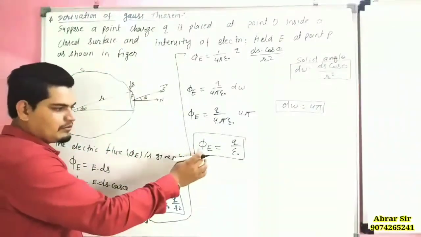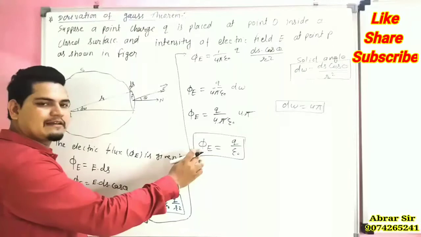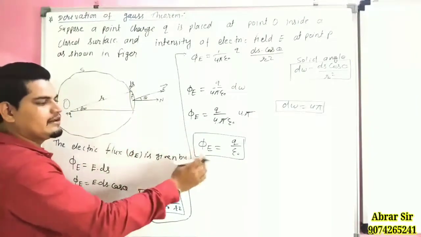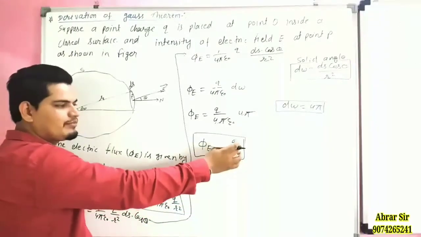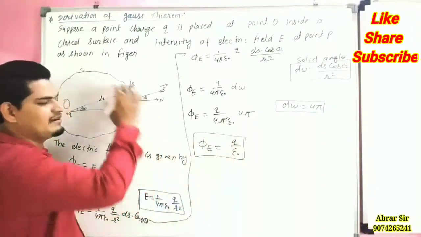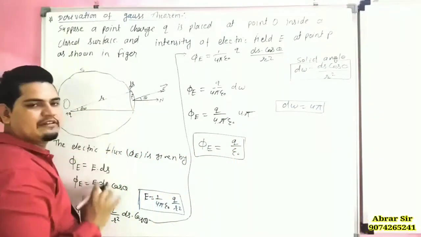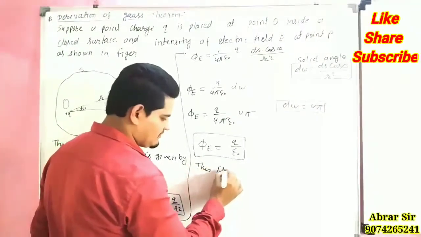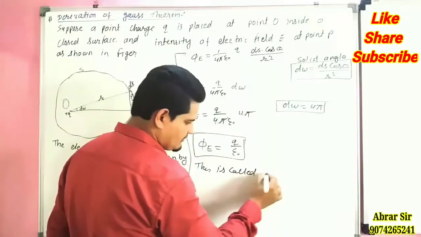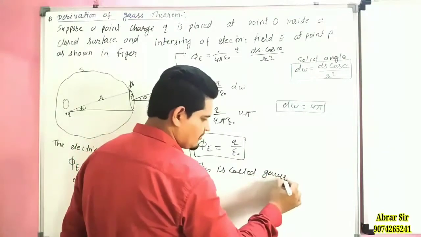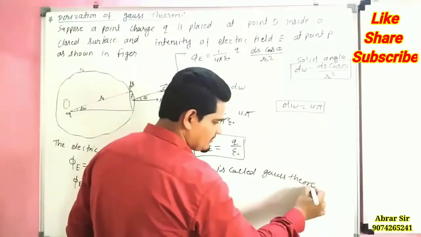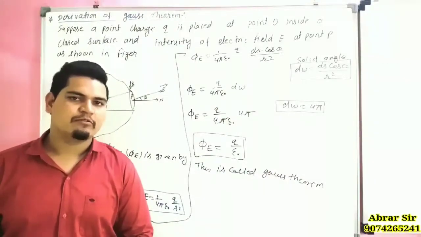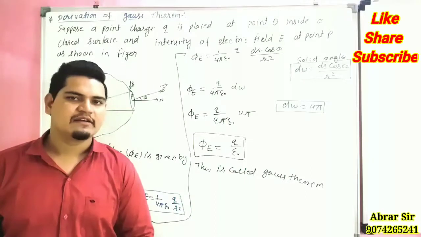Net flux passing through any closed surface is 1 upon epsilon times the total net charge present inside the surface. This is called Gauss theorem. Here the first chapter of the first unit is completed.